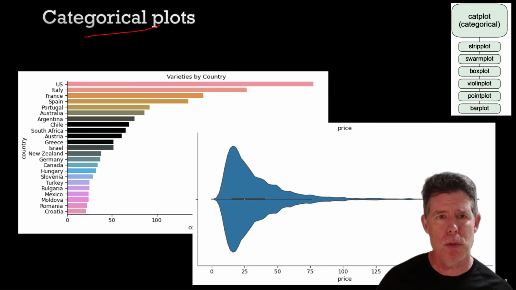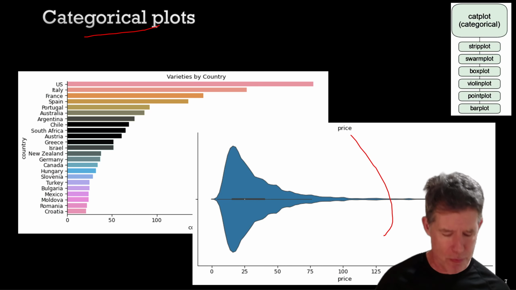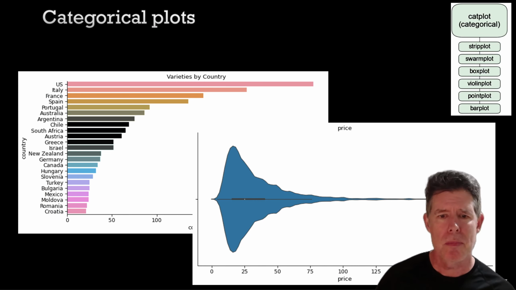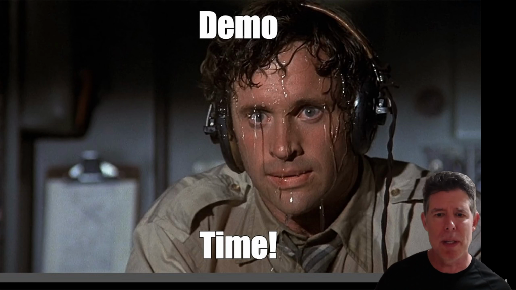And in terms of categorical plots, there's violin plot, for example, which I do not believe is in a lot of the notebooks. So let's go ahead and go forward with the demo and see if we can get this to work.